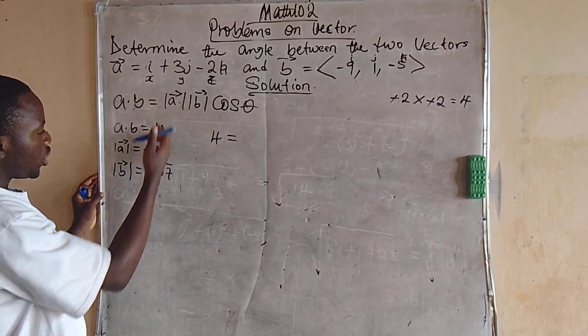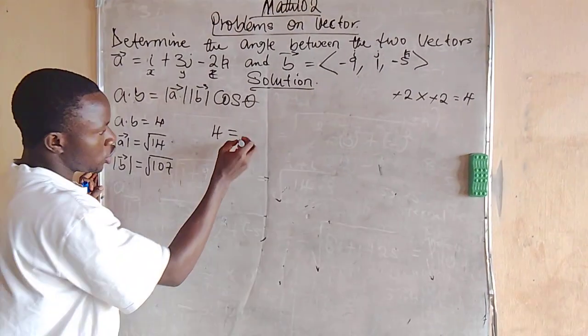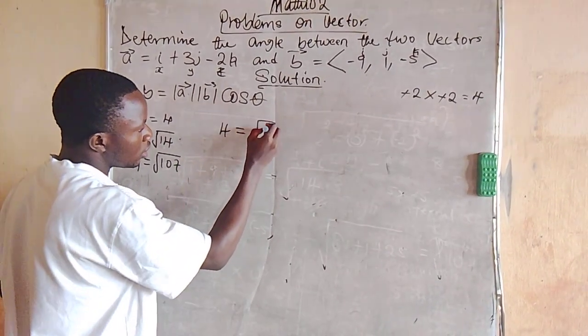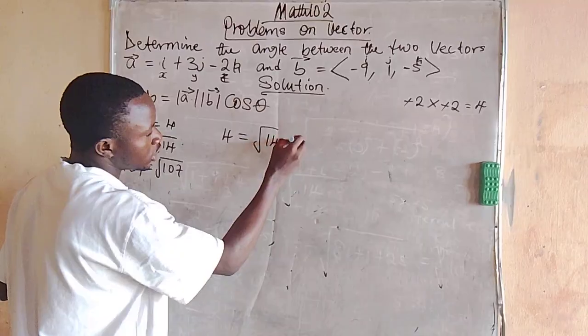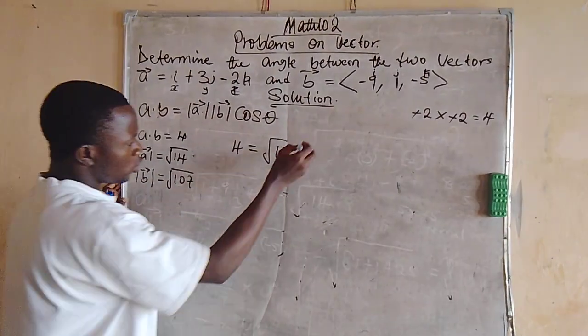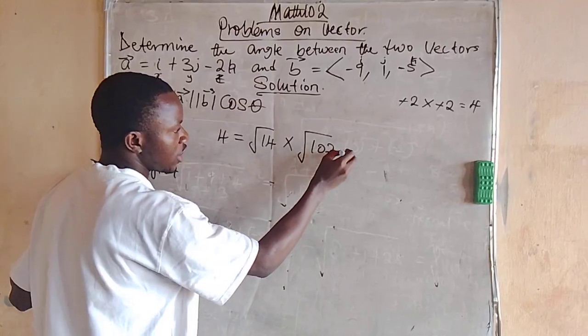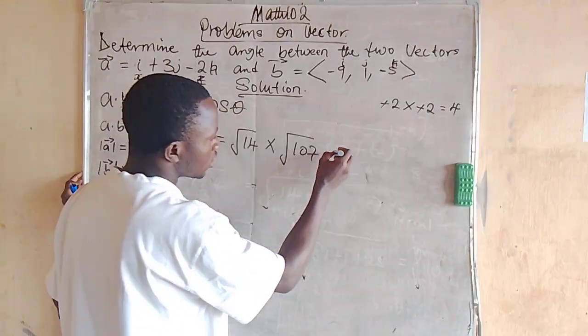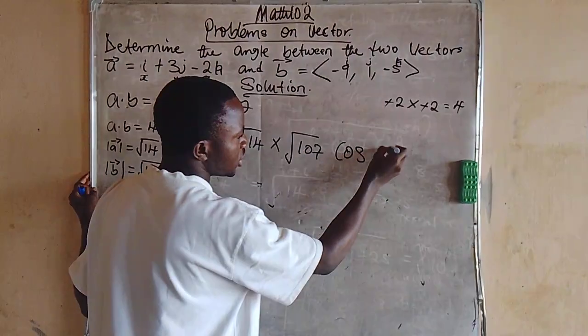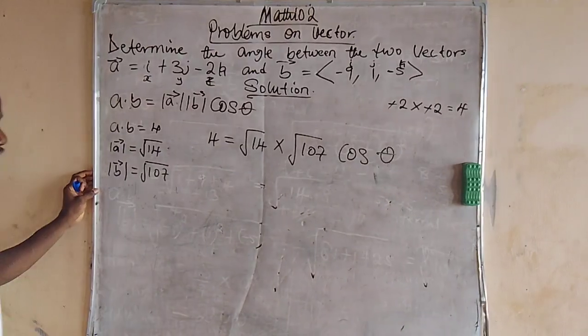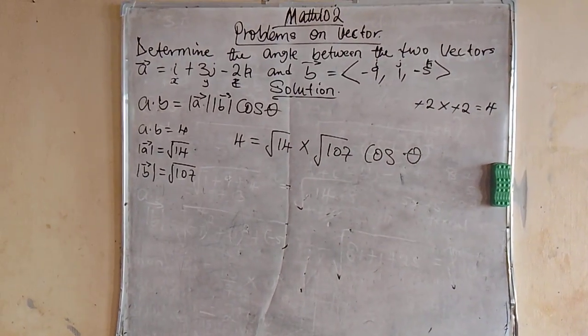what is the magnitude of A? You have root 14. Root 14 multiplied by what? Root 107. Then we have what? Cos theta.